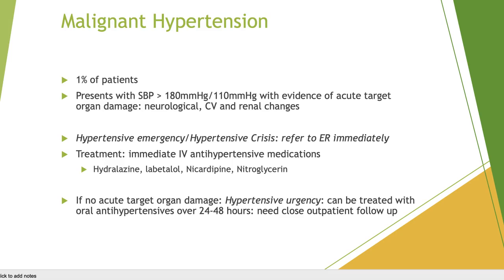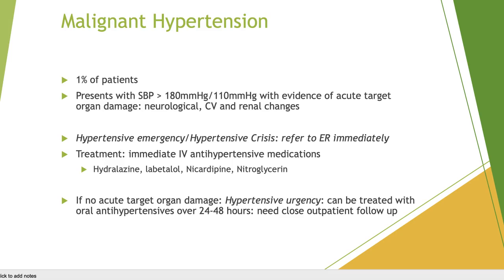Malignant hypertension, 1% of patients that you may see may have malignant hypertension. This is when patients present with a systolic blood pressure over 180 and a diastolic over 110. And these patients have evidence of acute target organ damage. They may have neurological changes, cardiovascular changes, and renal changes. This actually gets broken down into hypertensive emergency and hypertensive crisis. These patients need to be referred to the ER immediately.